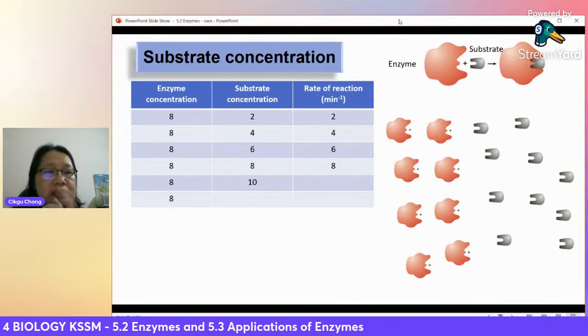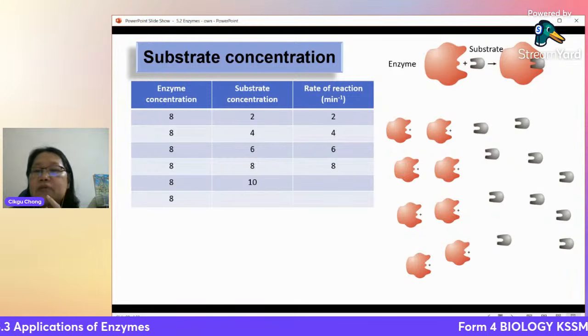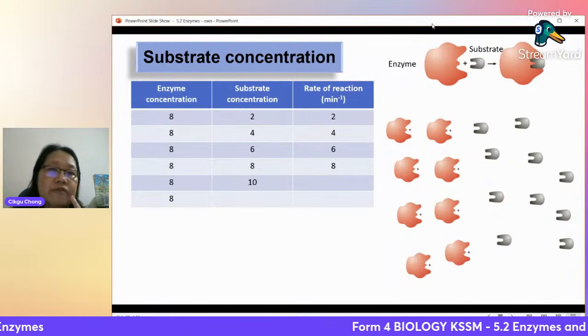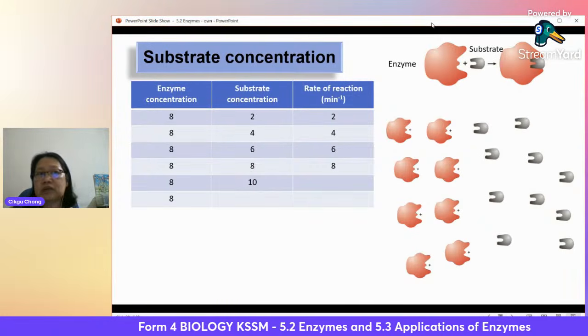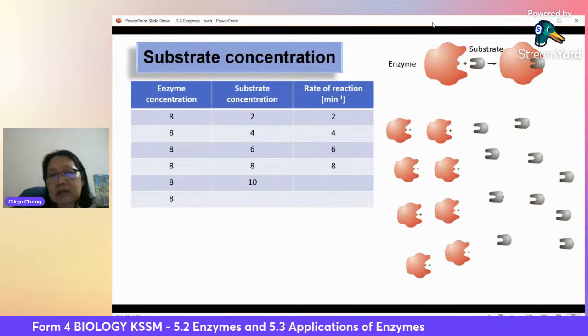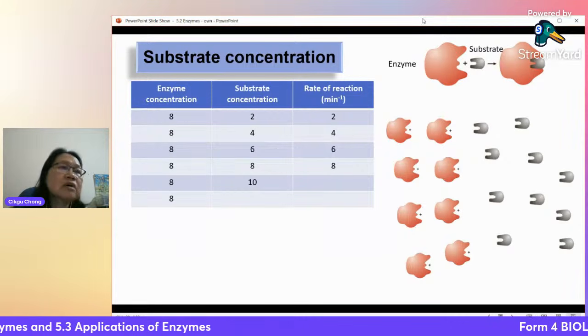Okay, now it's already 10 substrate. Anyone want to answer? What is my rate of reaction now? I've got 8 molecules of enzyme. I've got 10 molecules of substrate. How many substrates can take part in this reaction per minute? Yes, good, Matthew. Only 8.